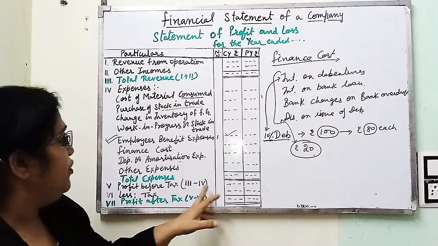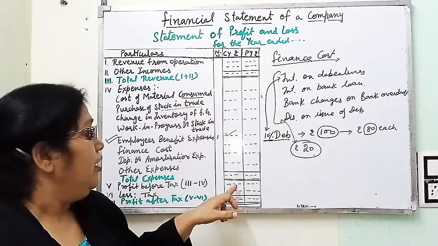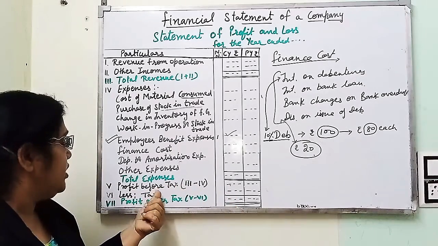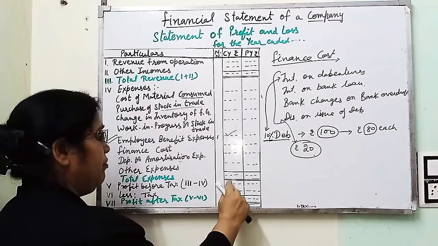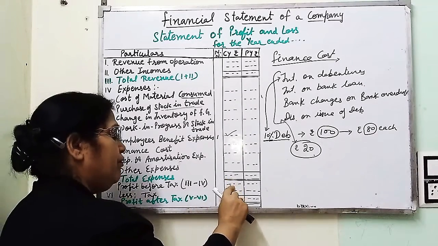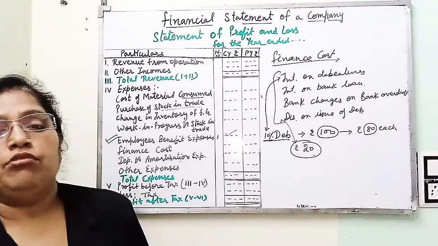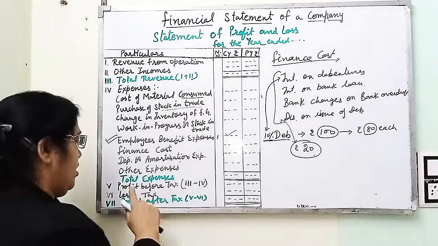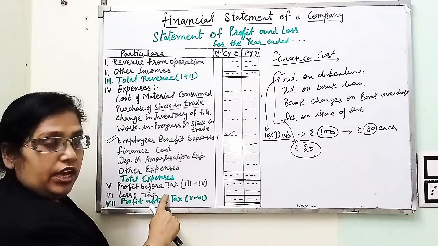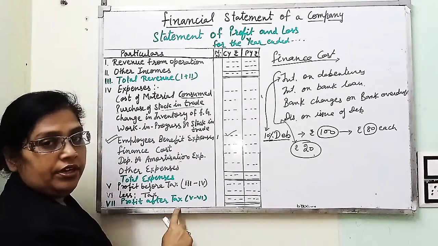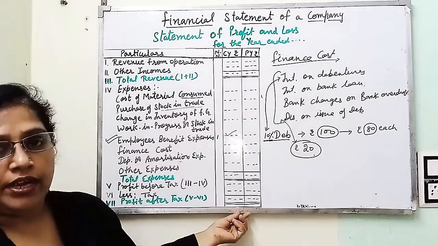It comes as profit before tax, meaning it is taxable income. On this amount, tax is paid by the company, and after deducting tax from profit before tax, profit after tax can be calculated. From profit before tax, we have to deduct tax and we can calculate profit after tax. It is the amount which is actually earned by the company.